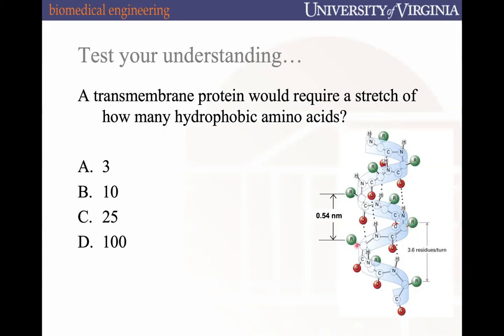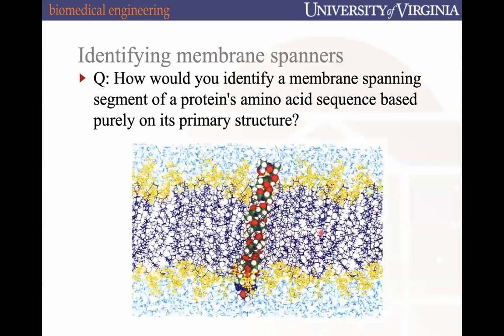Okay, and that number is going to be important because we want to be able to recognize what parts of a protein are crossing this lipid bilayer. So if we're looking at a primary protein sequence, we talked about this a little bit, but how would you identify a part of a protein is membrane spanning? So we want to look for a stretch of amino acids about 25 in number that could form an alpha helix and are all hydrophobic. So this is going to be our criteria.